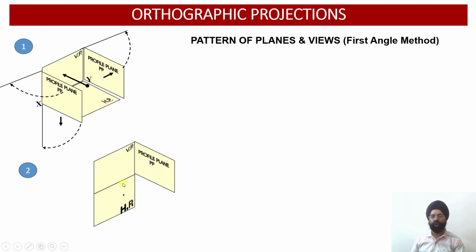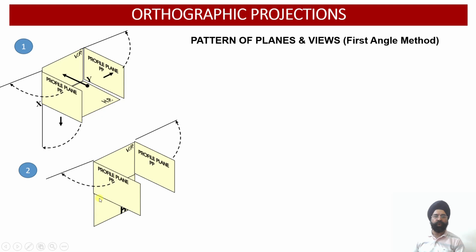Now let us see how the openings are occurring over here. HP has moved down, VP is staying, the right side profile plane is moving toward the right side, and the left side profile plane is moving towards the left side. So this is moving towards left, this is moving towards right, and the horizontal plane is moving towards the downward direction or the clockwise direction. This is the clockwise direction.